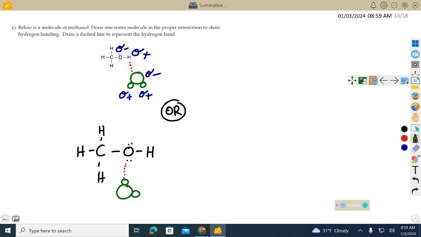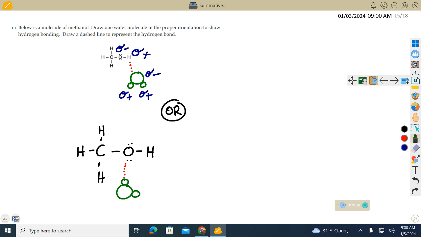In part C, we were to draw a water molecule in proper orientation to show hydrogen bonding with this methanol molecule. And you could have done this either way. Number one, we want to show that the water molecule is most attracted to that OH group. That's the region that's the most polar. The electronegativity of carbon and hydrogen is a little different. I think carbon's electronegativity value is 2.5 and hydrogen is about a 2.1. So yeah, carbon might pull a little bit on the electrons, but it's way more polar on the OH end. So that's where the water molecules will show their strongest attraction.